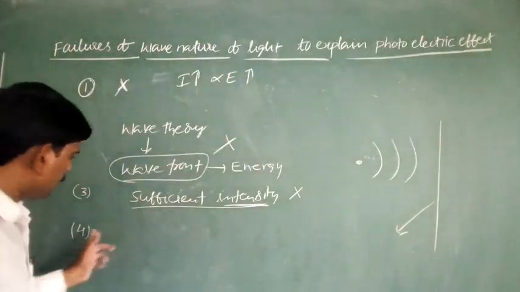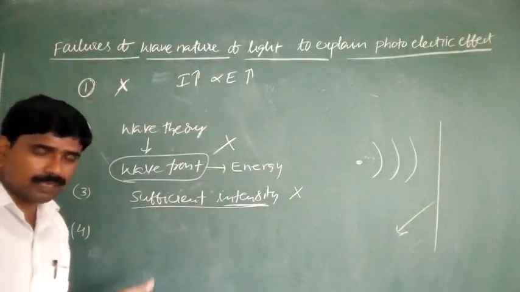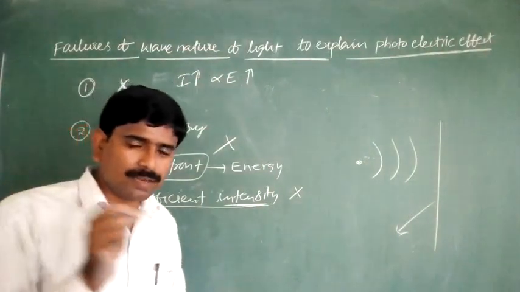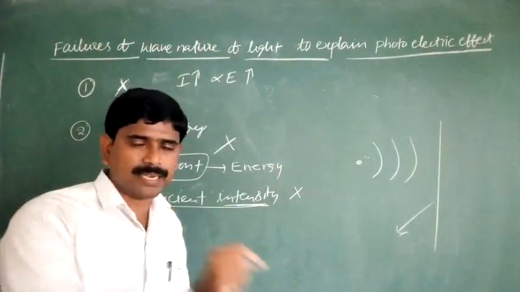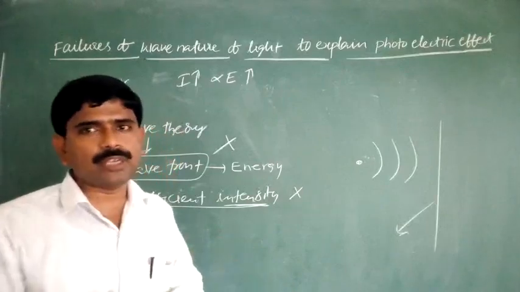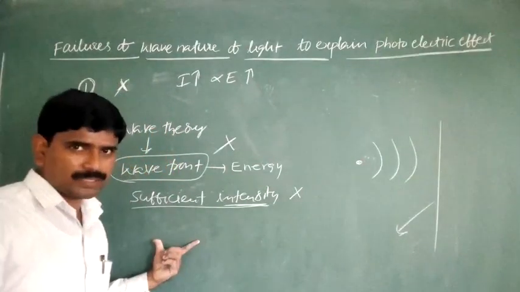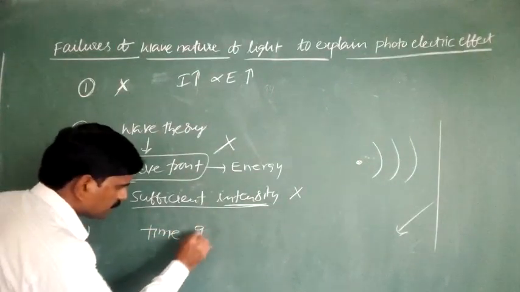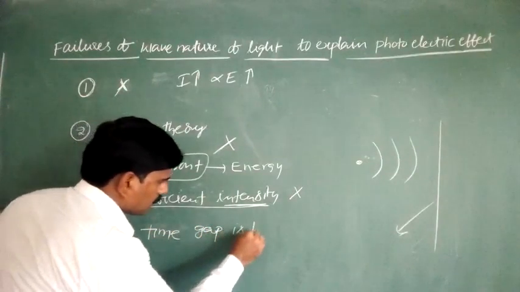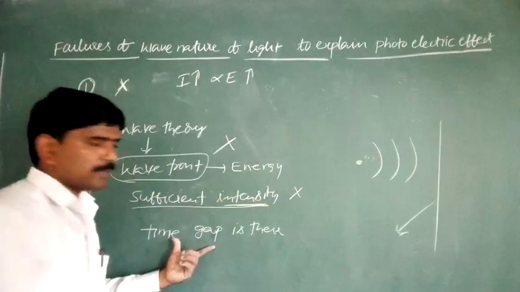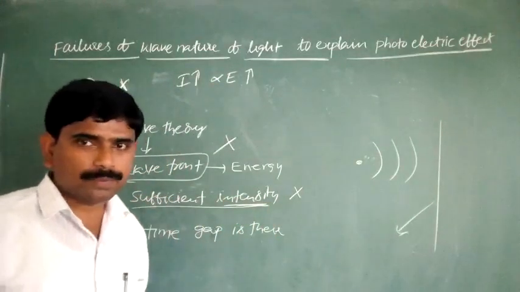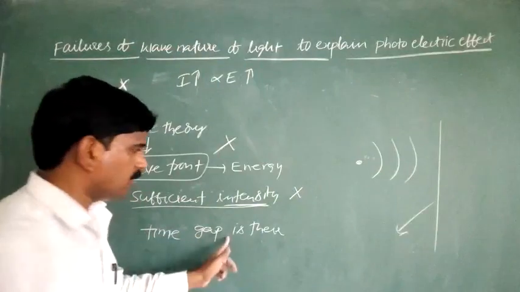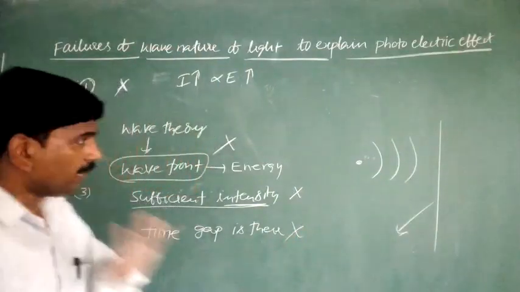Here, this does not obey the law. Some time gap exists between the incidence of the radiation and the emission of the electrons. But practically, what happens? It is an instantaneous process. This is also a failure.